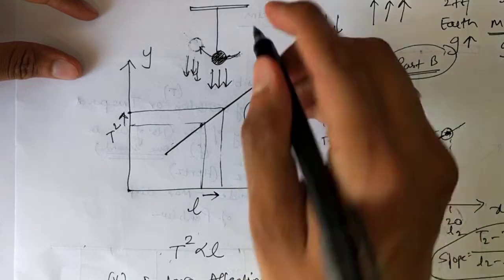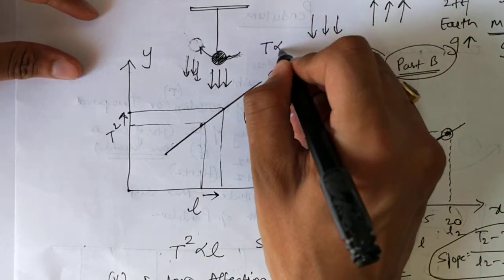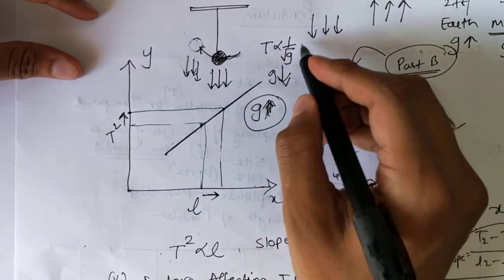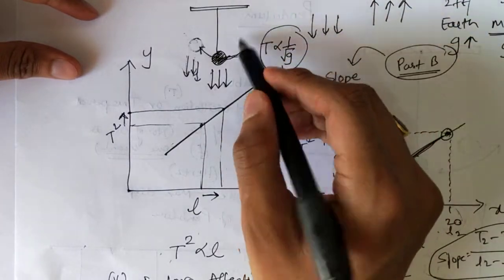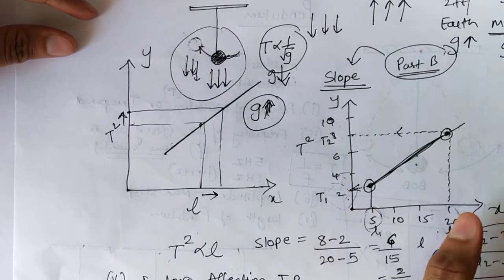Okay, you only have to remember the relation that time period is inversely proportional to square of gravity. They won't ask you the explanation for this, but for your general understanding I gave you this example.